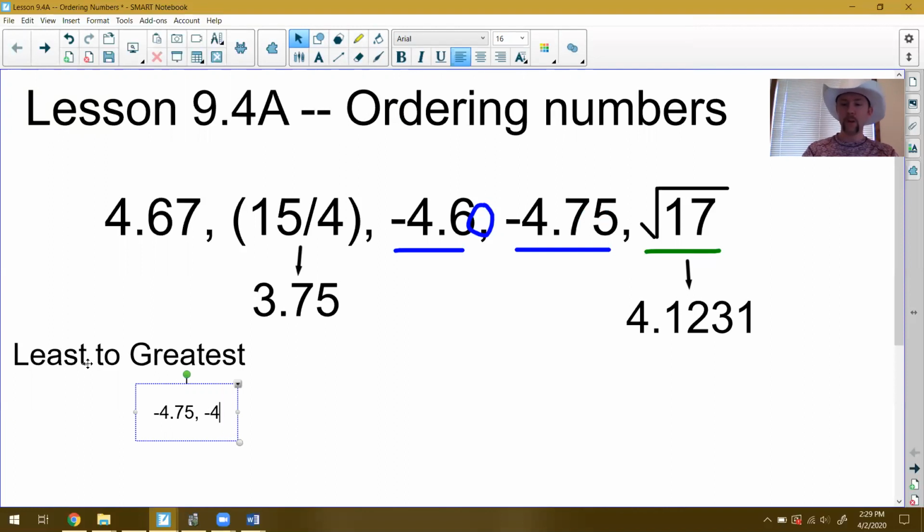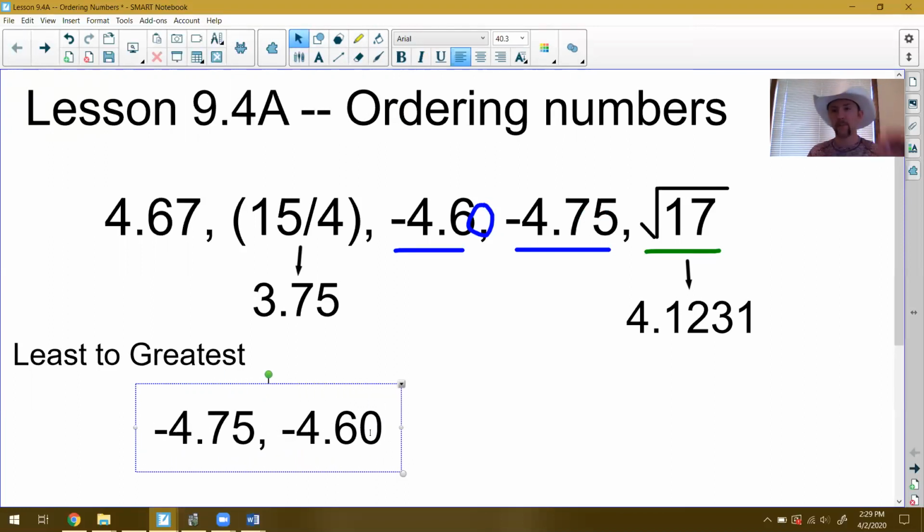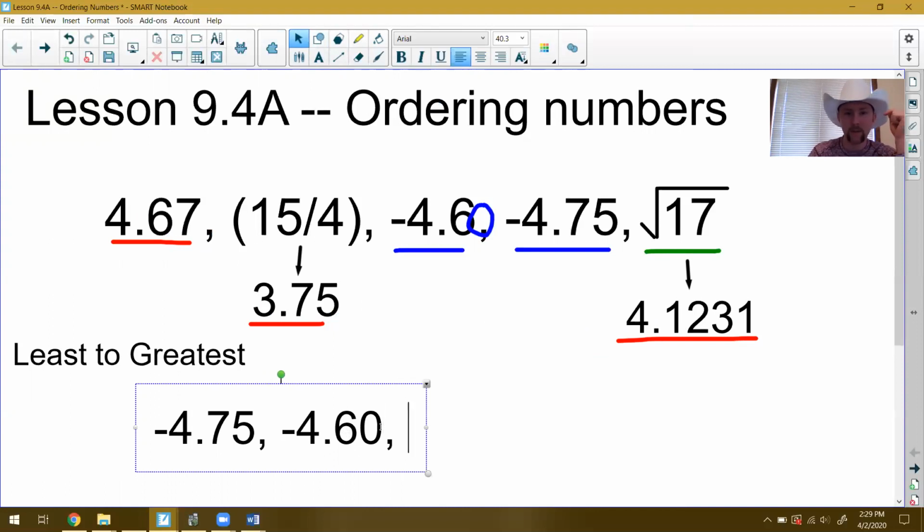Next is going to be my only other negative, which is negative 4.6, and I can put 4.60 if we think that helps. Okay, so there's my first two numbers, and now I have three other positive numbers that I need to order from smallest to biggest. I have this one, this one, and this one. Just looking at the first digit, the smallest of these three numbers that I've underlined in red is right here, 3.75, because that one didn't quite get to 4. So I'm going to put 3.75 next.